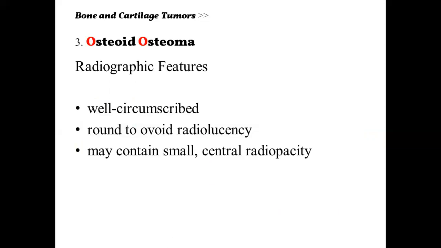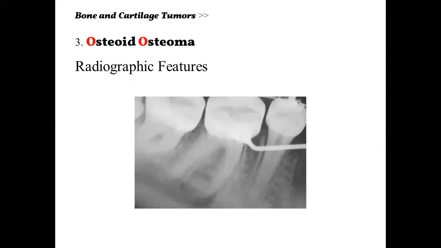Radiographically, it is also a well circumscribed, round to ovoid radiolucency, but this one may contain a small central radiopacity, unlike the osteoblastoma, which has patchy mineralization in the middle. But for osteoid osteoma, it has a central radiopacity. So again, this is one more way to differentiate osteoblastoma from osteoid osteoma.